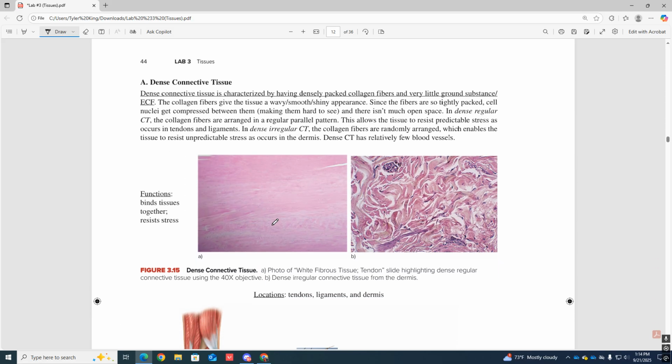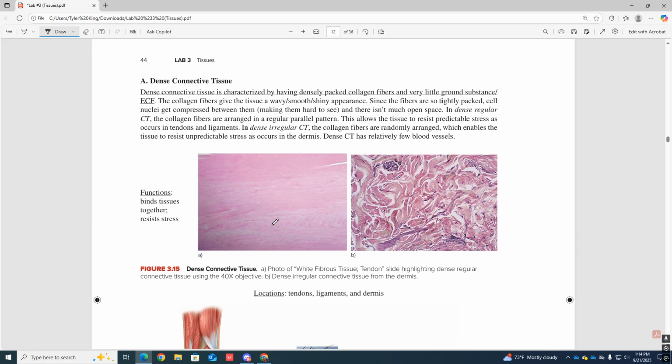Now, let's start. Letter A, dense connective tissue, dense CT. It is characterized by having densely packed collagen fibers and very little ground substance, okay? The collagen fibers give the tissue a very wavy, smooth, shiny looking appearance, okay? We can kind of see it down here. You can see how this looks like some waves, especially over here. It looks like if you were to drop a bath bomb in a bathtub and swirl your hand around, all those colors would kind of mix and match, go all over the place. That's the appearance that it gives, okay?